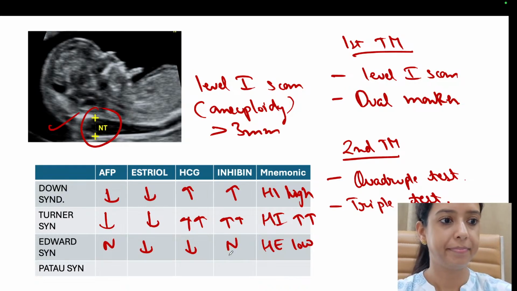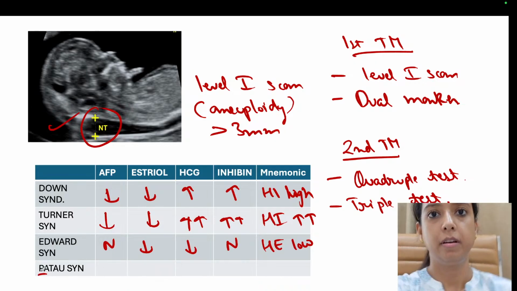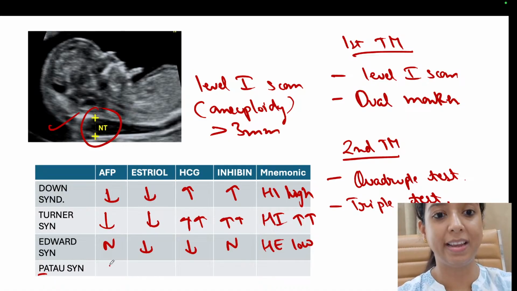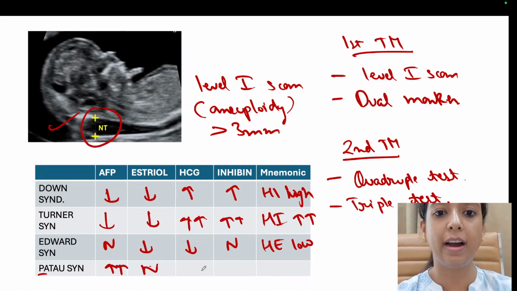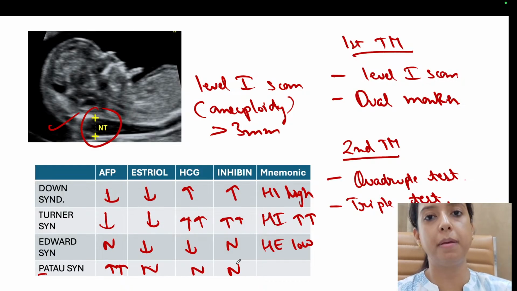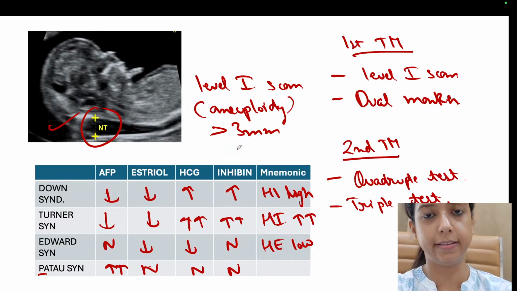Okay? What happened in Patau syndrome? In Patau syndrome, there is a P, isn't it? There is P in Patau syndrome. So alpha fetoprotein is high, the rest are all normal. So through this mnemonic, you can remember what hormonal changes are happening in different kinds of aneuploidies.